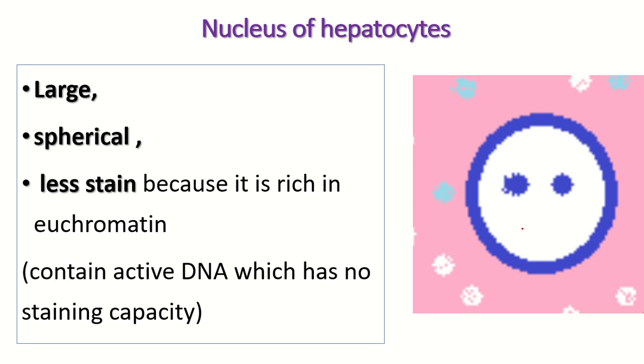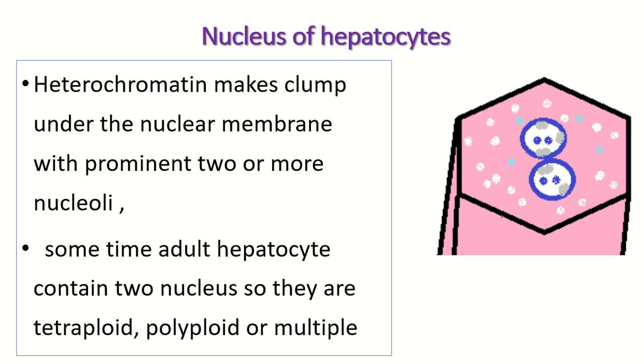The nucleus of the hepatocyte is large, spherical, and whitish in color because it is rich in euchromatin, which contains active DNA, and it has no staining capacity. The nucleus of the hepatocyte also contains prominent nucleoli.